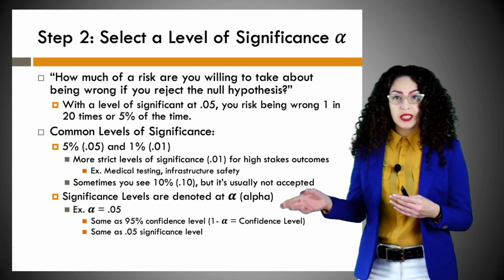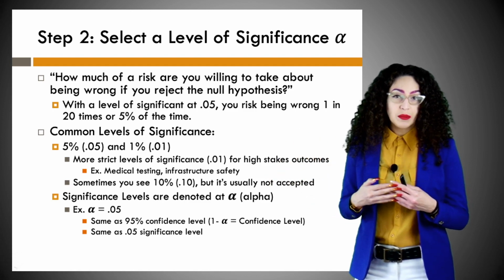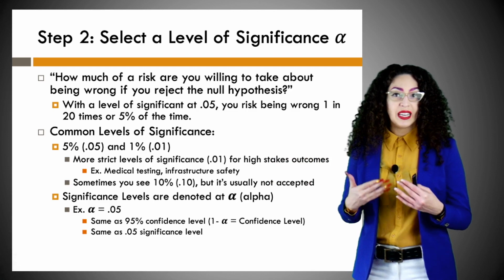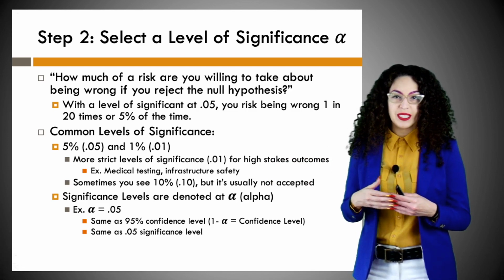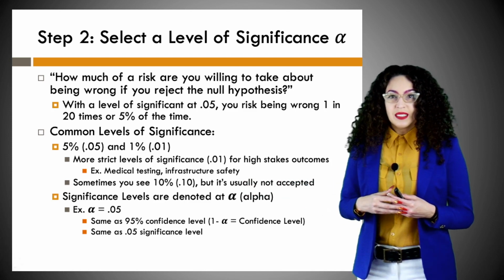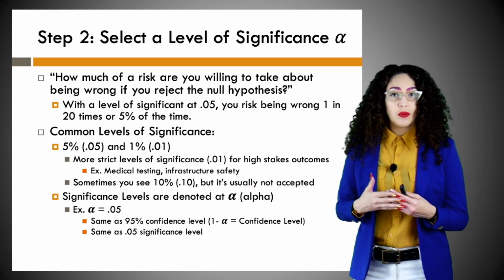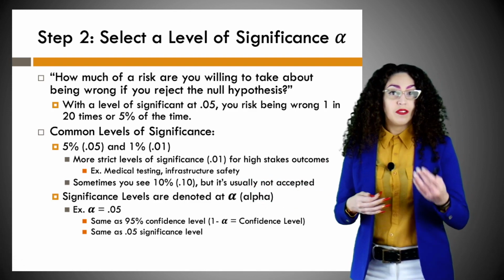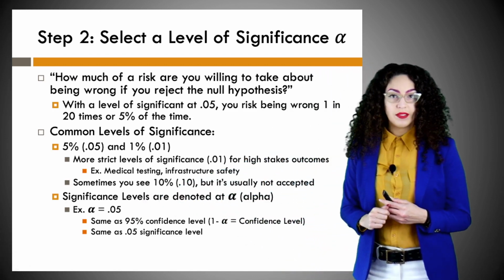Now these are some common levels of significance, like the 0.05 or the 0.01, and sometimes you use that more strict 0.01 in higher stakes outcomes, like in medical testing. And sometimes you see this 10% or 0.10, but it's usually not accepted. Significance levels are denoted as alpha. That's what this symbol is right here. So if we wanted a 95% confidence or 5% level of significance, we would write alpha equals 0.05.